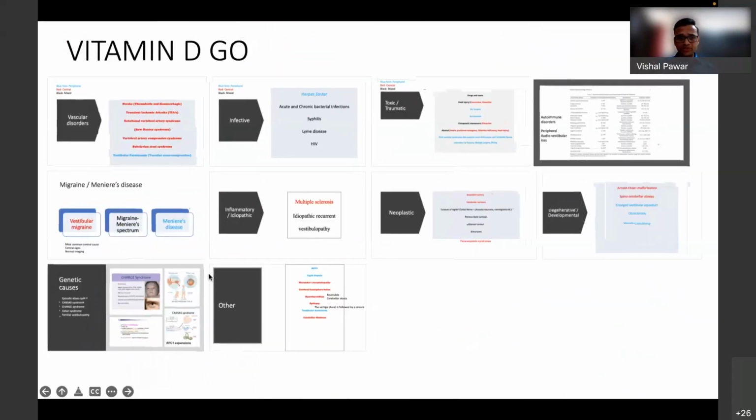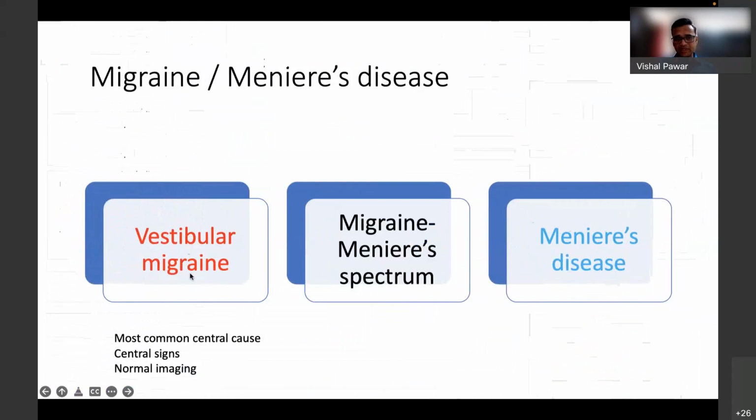Vestibular migraine is a central vestibular disorder, one of the most common central causes of vertigo. There are certain central signs which can be seen during the attack, but the majority of times it shows peripheral vestibular signs like nystagmus which is present without fixation, and which is of pure variety, like pure upbeating or pure downbeating nystagmus without fixation. That creates a lot of confusion, and the imaging comes normal.